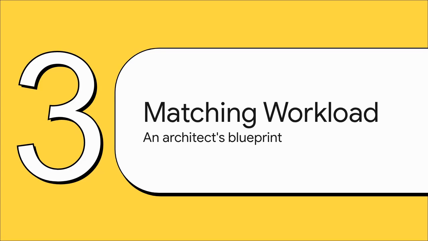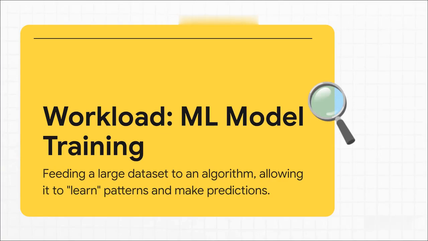Okay, so we've looked at the toolbox. Now for the real work. How do you actually match your workload to the right service? Let's make this real with a super common example. Training a machine learning model. It's a classic compute-heavy task, right? You're feeding just massive amounts of data into an algorithm, and the architectural choice you make here can totally change your team's speed and your project's final bill.